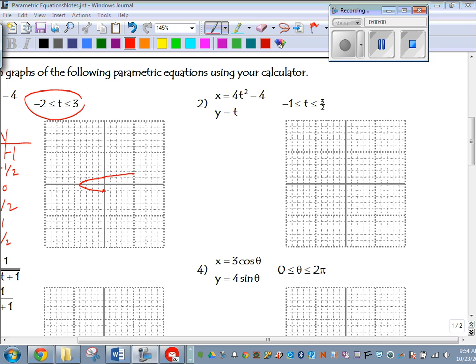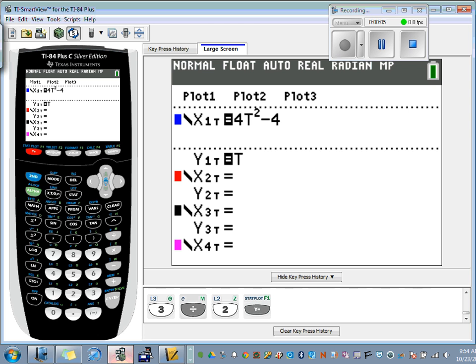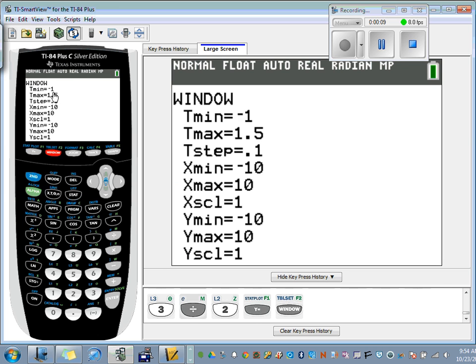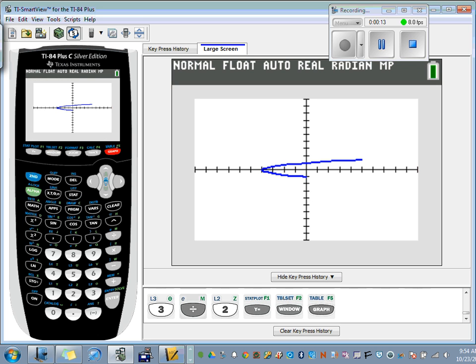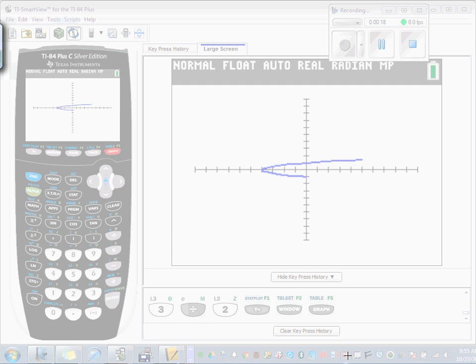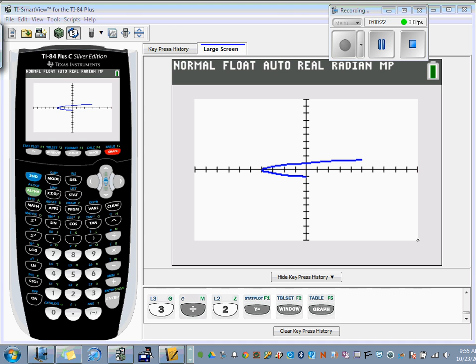For graph number 2, I'm just going to use our calculator and put our x1 and y1 in. Make sure we change our parameters from -1 to 1.5. And if we look at the graph, we end up getting the same graph as before. All right, we get the same graph as problem number 1.